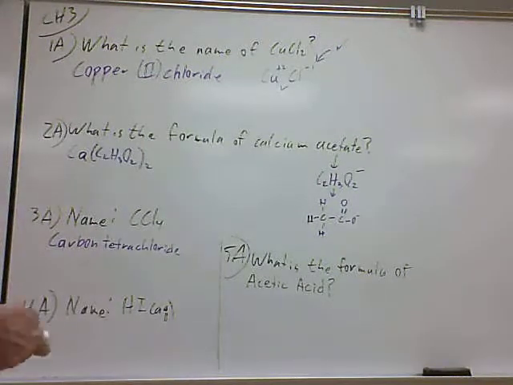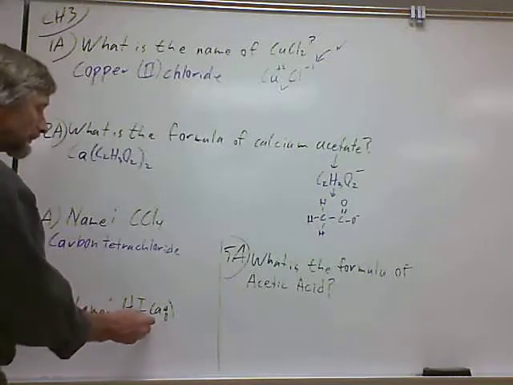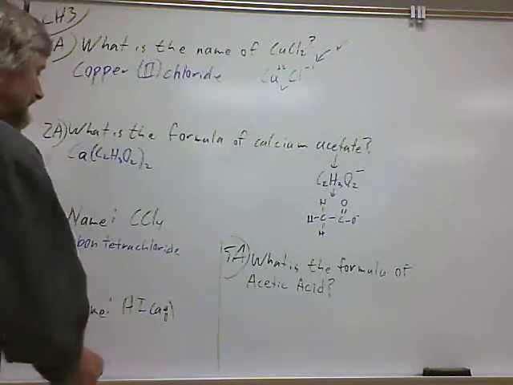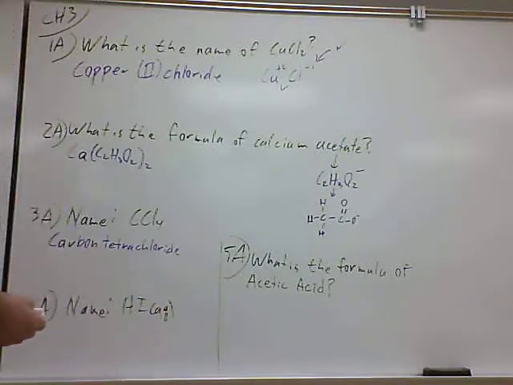For HI, if that was a gas, liquid, or solid, we'd call that hydrogen iodide. But as an aqueous solution, it becomes an acid. And it's a binary acid containing only hydrogen and a nonmetal.